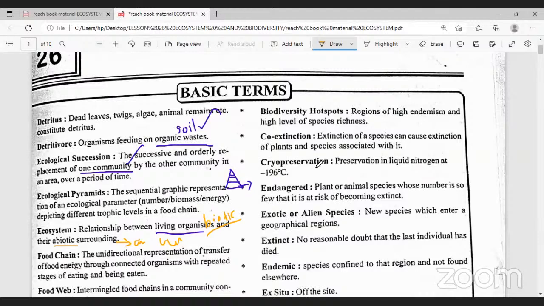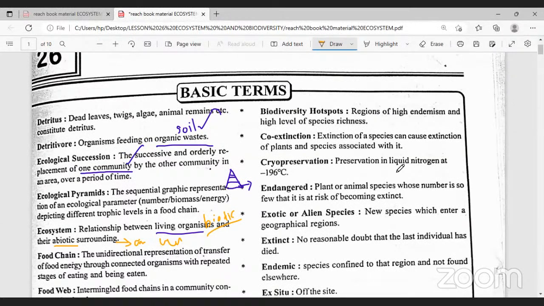Cryopreservation. You know about liquid nitrogen, which is used for the storage of sperm, egg, and whatever it may be. Before a test tube baby, what they do is selection of the person and donor, and collection of samples from the specimen such as an egg or sperm. After that, it will be stored for many years. Where will it be stored? In liquid nitrogen.